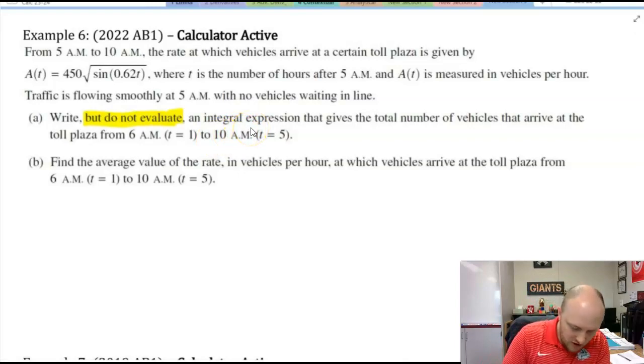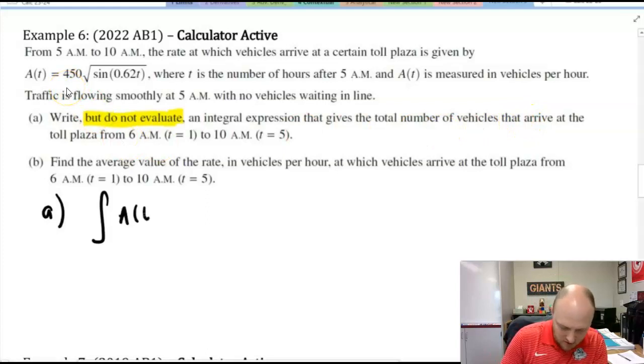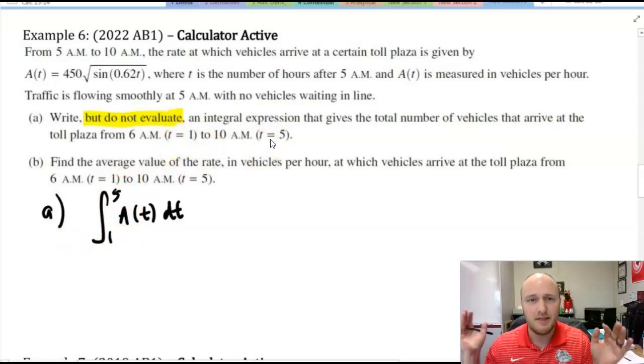So all we're going to do for part A is write an integral expression. They want the total number of vehicles that arrive, so I'm going to use this function, A of t, that's the vehicles arriving, dt. If you want to write the function 450 square root of sine instead of A of t, you can do that, but A of t is pretty simple. I also need bounds on an integral expression, and they tell us here from 1 to 5. That's it. Easy points. Take those easy points.